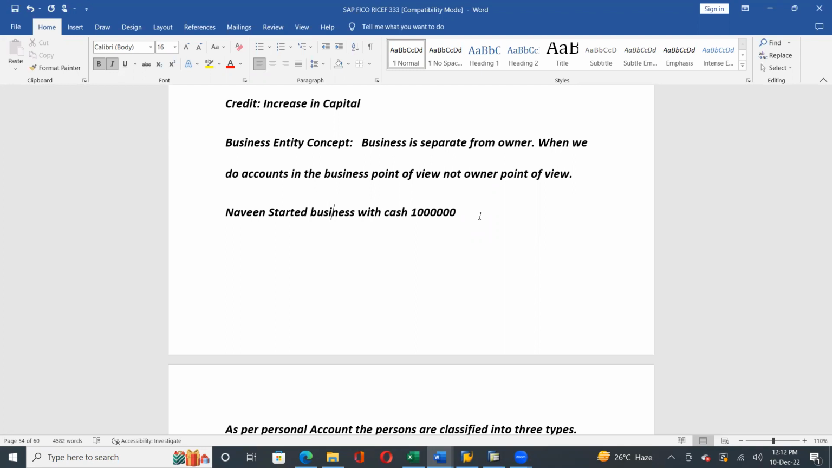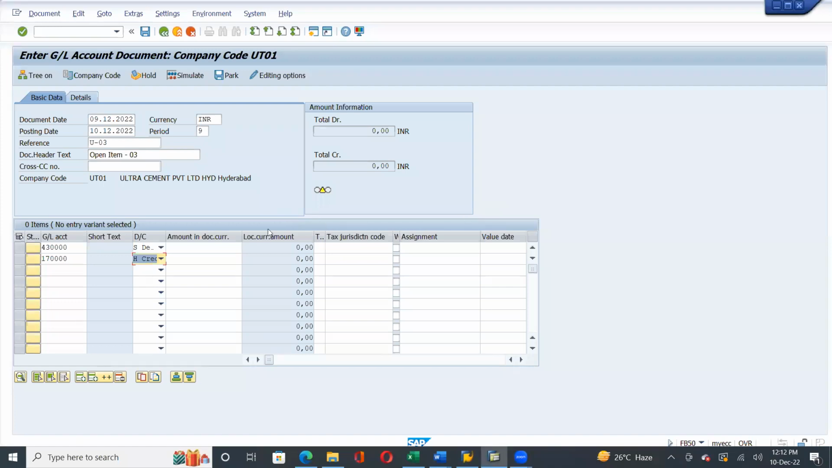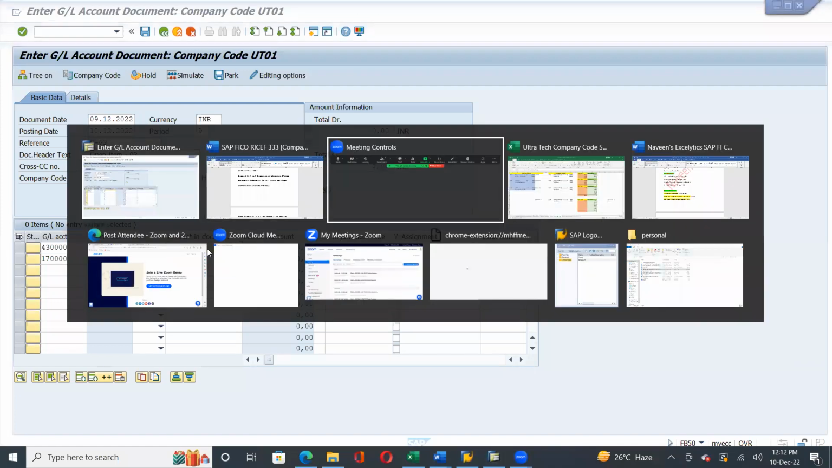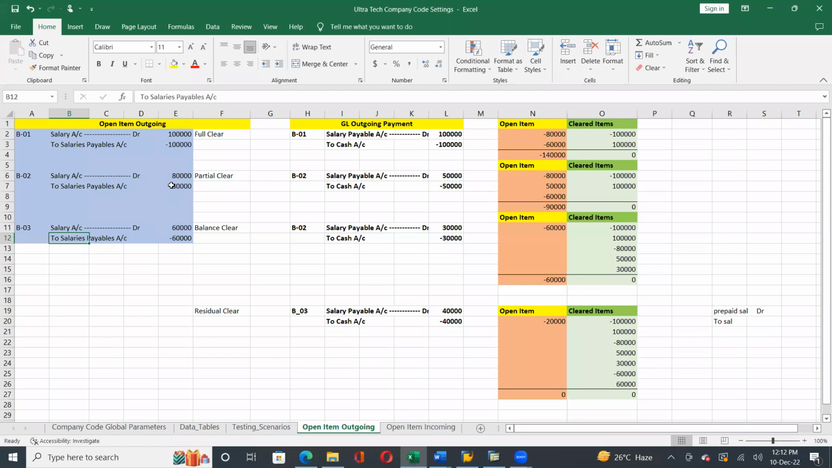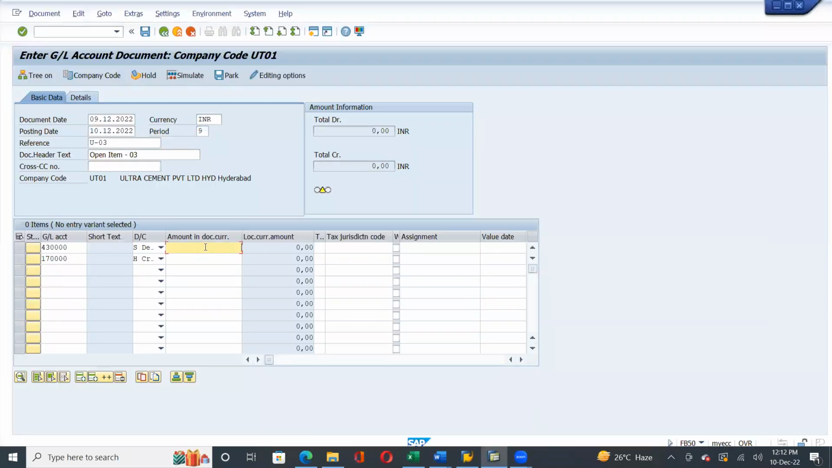So first one is 1 lakh, second. Hello? Any questions? Yes, Naveen, it's clear. Okay. So where are we now? Where are we? Any questions still here? So this one we are writing, right? 60,000 and 60,000. Write down this.